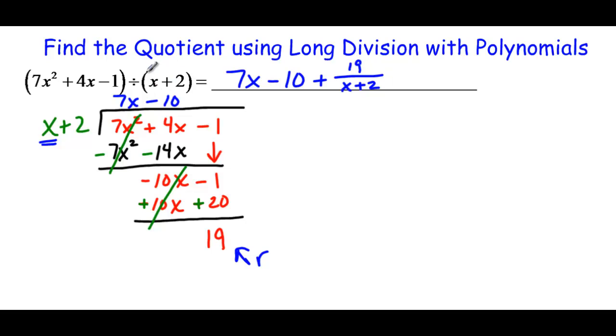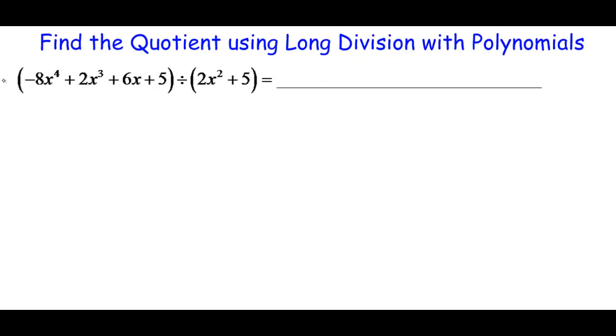And again, if I were to take x plus 2 times my answer, which we just spent our last section, 5.3, multiplying polynomials, if I distribute and combine like terms, I should get back to my original answer if this is done correctly. Let's go on to our last example.